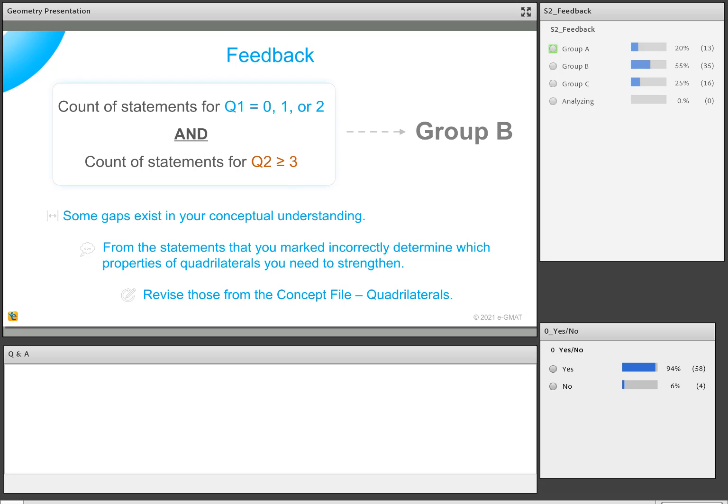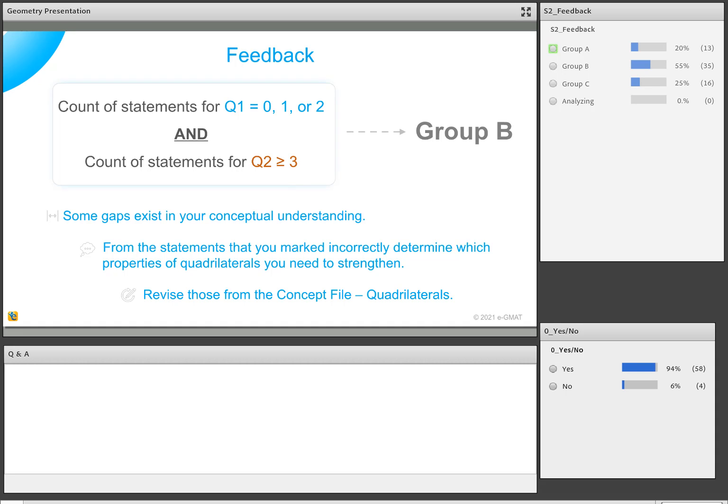Okay, now group B, which actually forms the largest segment here, 55% of the class. It's not that you don't know the concepts. You know the concepts pertaining to quadrilaterals, but there are some gaps. So from the statements that you marked incorrectly, you need to figure out what properties of quadrilaterals you need to strengthen, and then go into the concept file pertaining to quadrilaterals and revise those concepts from that concept file.